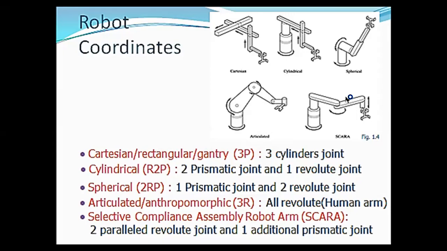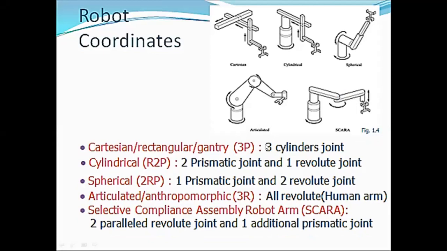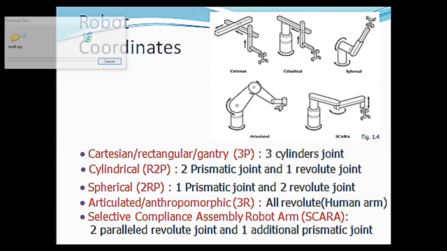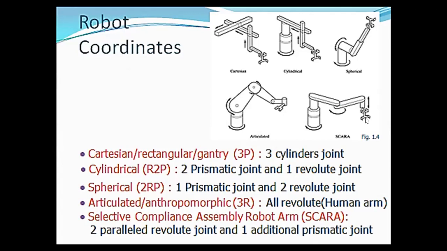And then next is the articulated robot, or articulated coordinate system, where all joints are revolute joints, like a human arm, it can walk. Next is the SCARA robot. The SCARA robot has two degrees of freedom for the revolute joints, and one translating motion. So for picking and placing, this robot is most suitable.